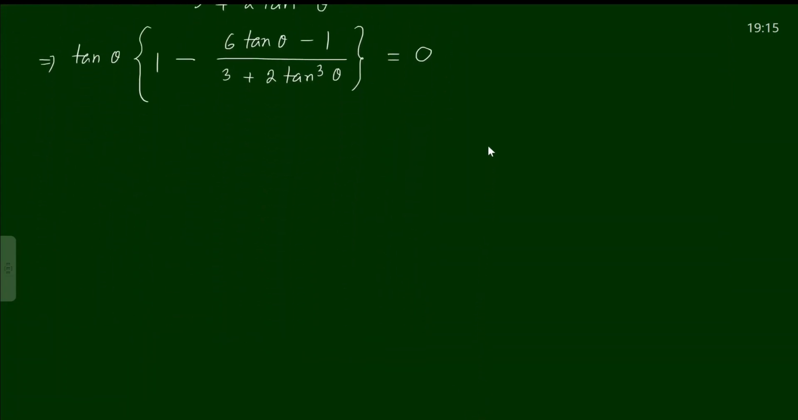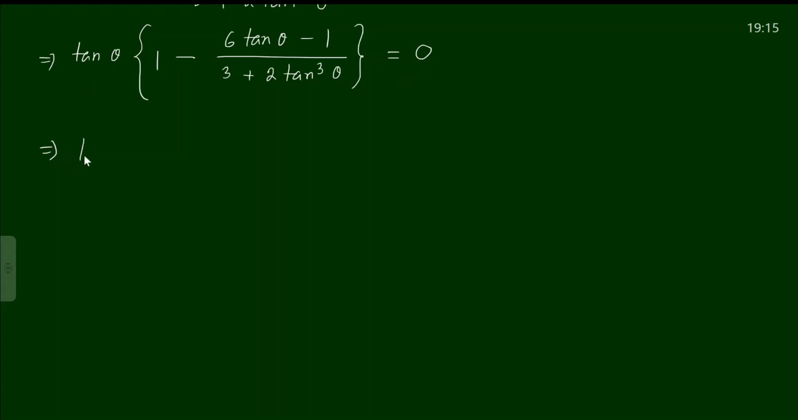So this implies that the product of these two factors is equal to 0, meaning an individual factor is 0. Either tan theta is equal to 0, or the second option is 6 tan theta minus 1 divided by 3 plus 2 tan cube theta.